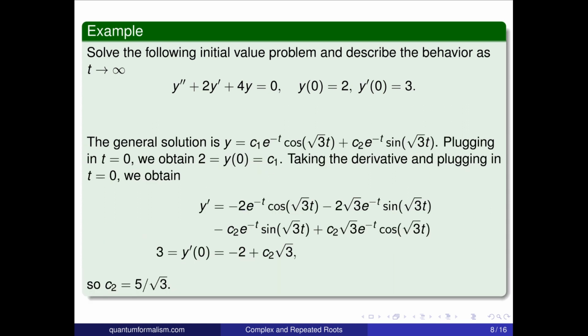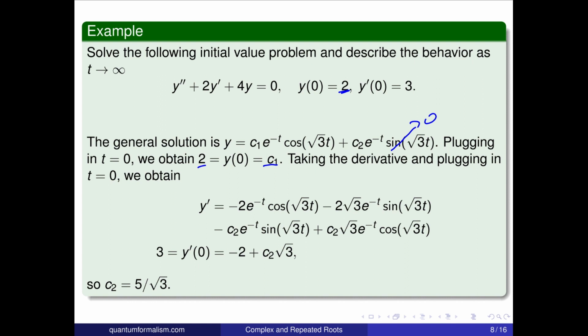If we plug in t equals 0 into this equation for y, this sine term is just going to go to 0, right? Sine of 0 is 0. Cosine of 0 is 1, and e to the 0 is also 1. So the right-hand side just ends up becoming c1. And we have the initial condition that y of 0 is supposed to be equal to 2. So that tells us that c1 is actually equal to 2.